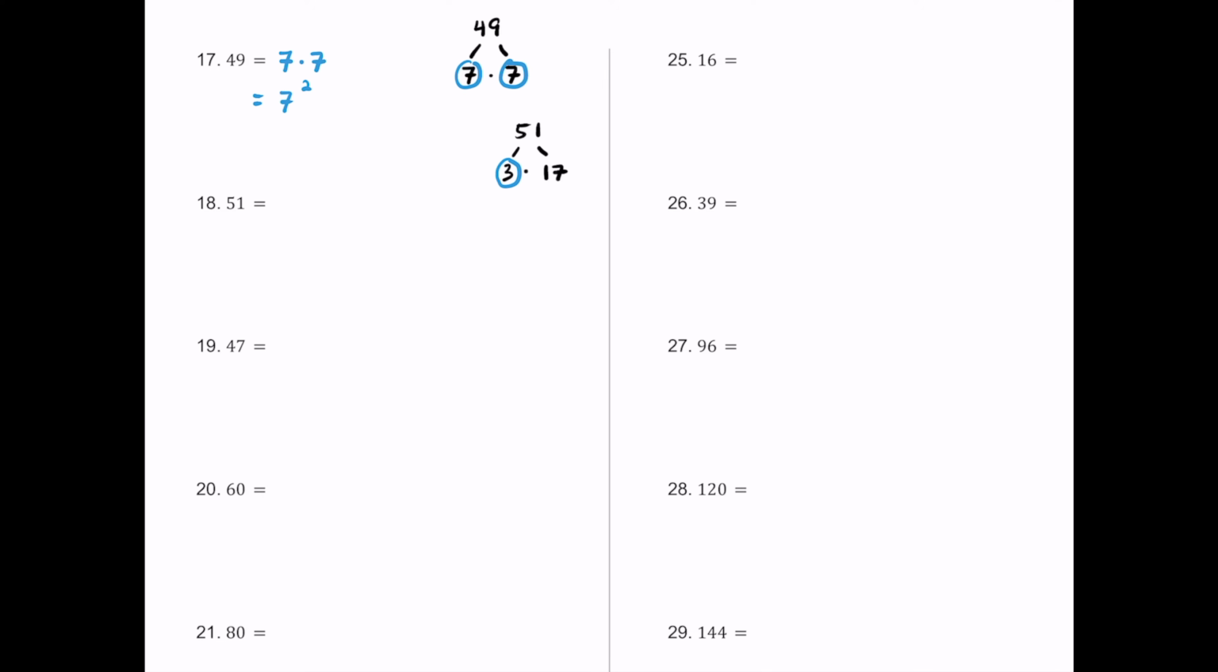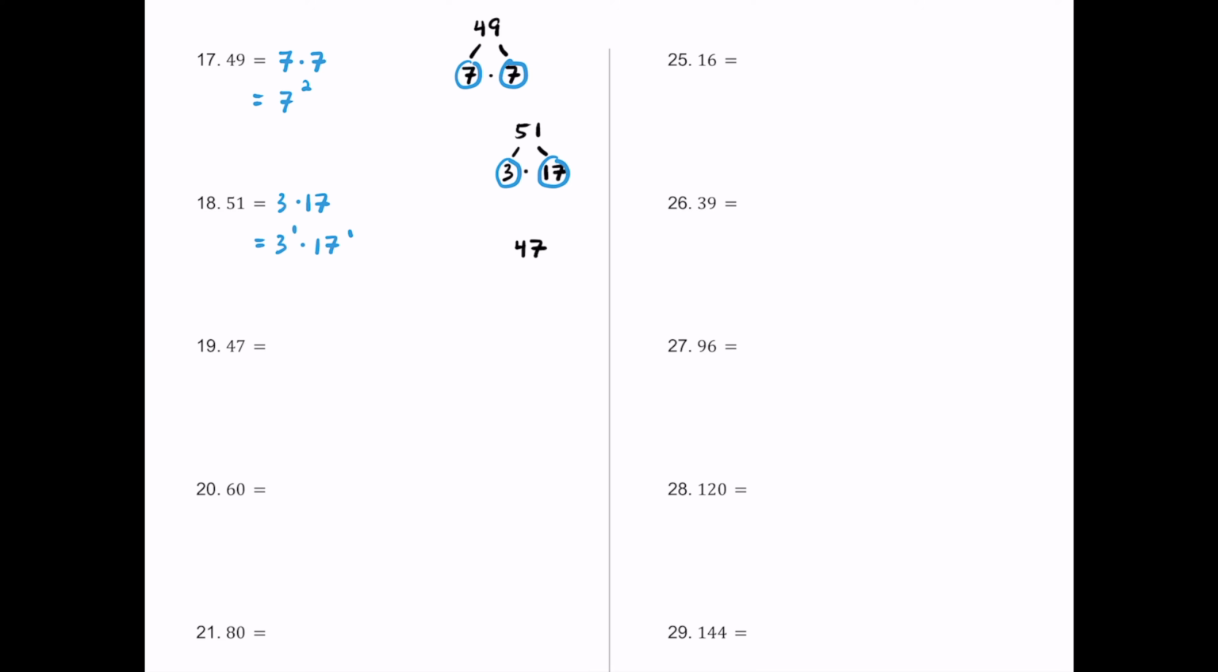3 is prime, and so is 17. So the prime factorization is going to be 3 times 17. Or we can say that there are 1 3's and 1 of the 17's. Okay. For number 19, we have the number 47.